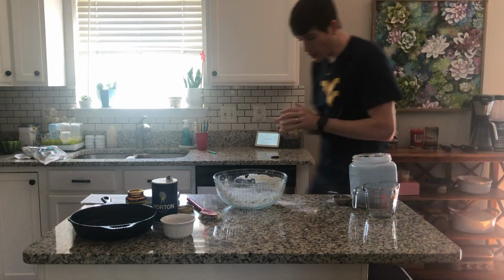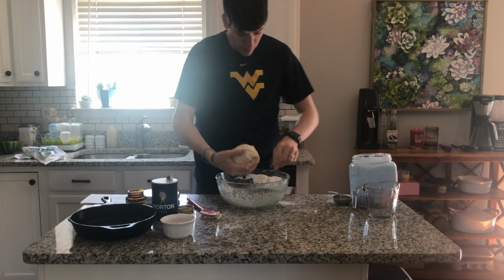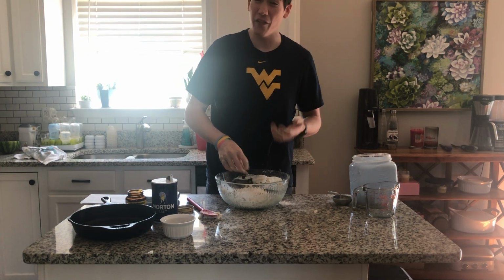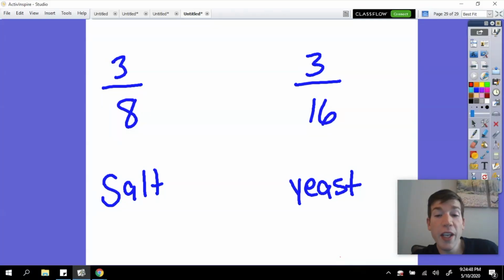And all you have to do really is let it set in a bowl and let it rise for a few hours, and then we'll come back to it. So when we're looking at these two fractions, 3/8 and 3/16, let's look at them one at a time.